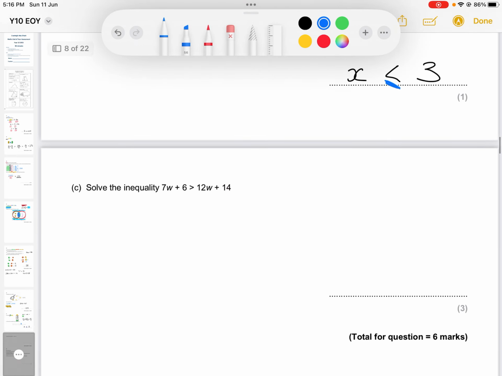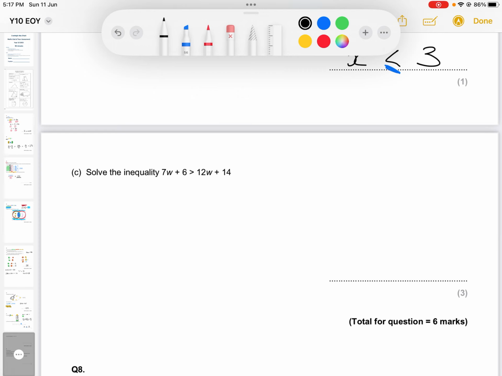Part C, solve the inequality 7w plus 6 is greater than 12w plus 4. Similar to the way that you solve an equation, we want to get the letters on the same side, so we want to get rid of the letters on one of those sides. There are fewer w's on the left-hand side, so I'm going to start off by getting rid of them, which we do by taking away 7w from both sides. It's going to leave me with a 6, a greater than, and 12w take away 7w will give us 5w plus 4.